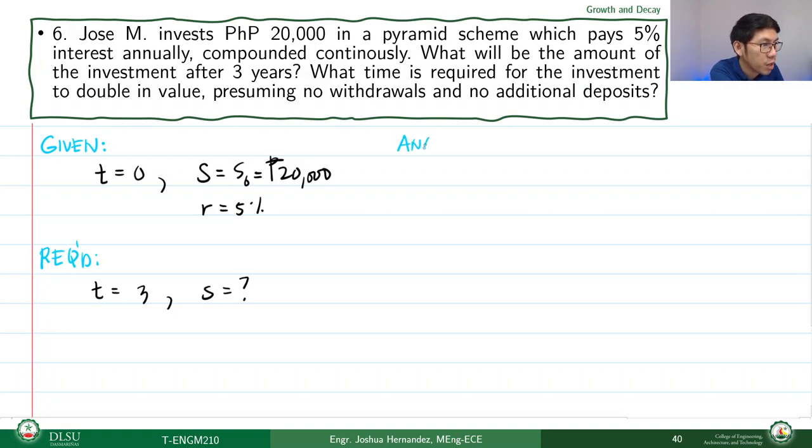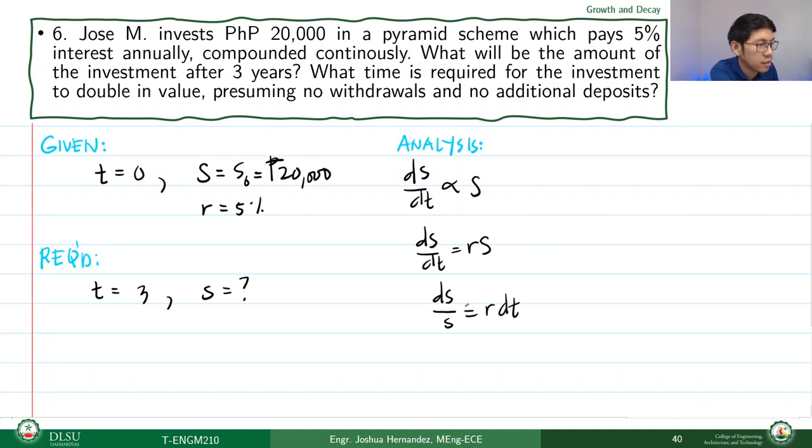Okay. Kung yun lang yung given eh. So, let's proceed by analyzing the problem. Magkakaroon tayo ng dS over dt directly proportional to the amount of money that was invested. So, this will become dS over dt equals kS, or in this case, yung k natin, let's call r, as the rate of interest. So, dS over S equals r dt. Integrating both sides will give us S equals C e raised to rt. This is our first working equation, no?